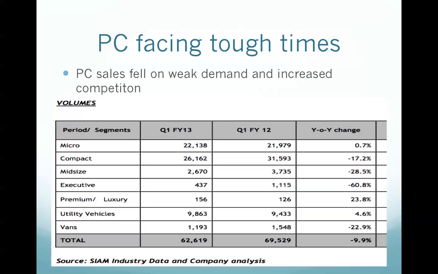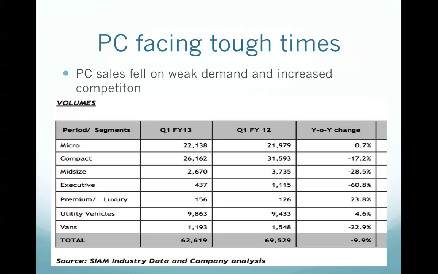The passenger car segment of the industry is also facing a tough time. Passenger car sales for Tata Motors fell on weak demand and increased competition. Nano growth was negligible in the small car segment. Indica is finding it tough in a highly competitive market. Indigo is facing high competition. Utility vehicles like Sumo and Safari are being hit by Mahindra products.